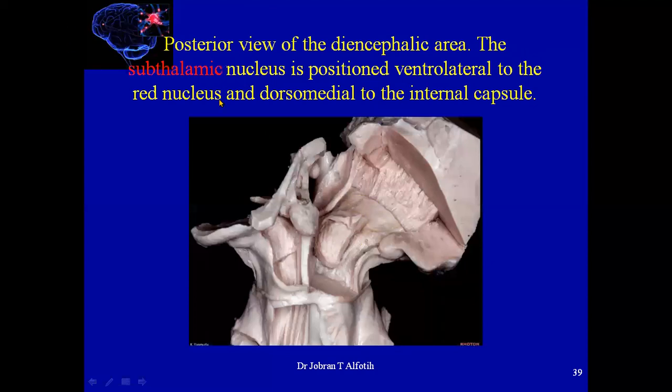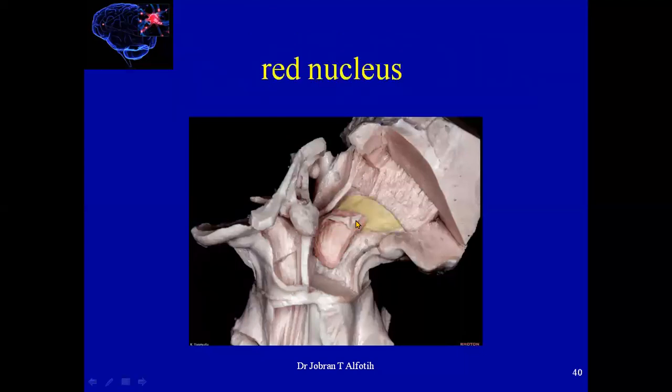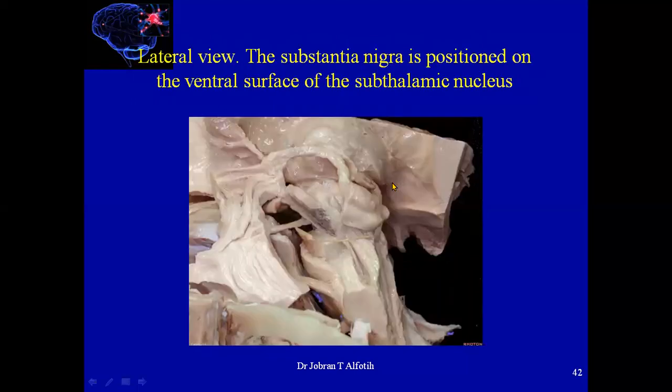And here is a posterior view of the encephalic area. We can see the subthalamic nucleus is positioned ventral lateral to the red nucleus. And here is the internal capsule. So the subthalamic nucleus is between the internal capsule and the red nucleus. Here is the red nucleus, and here is the internal capsule.